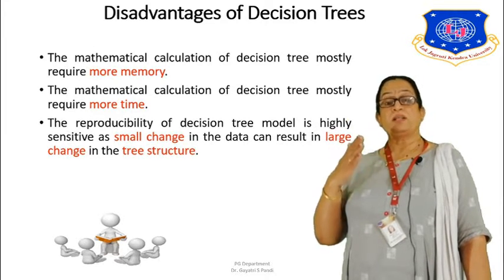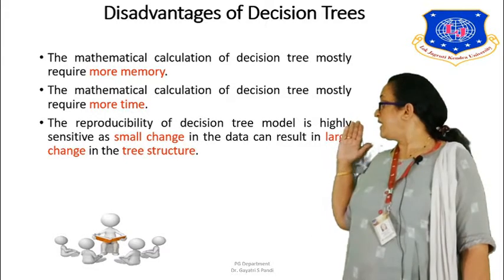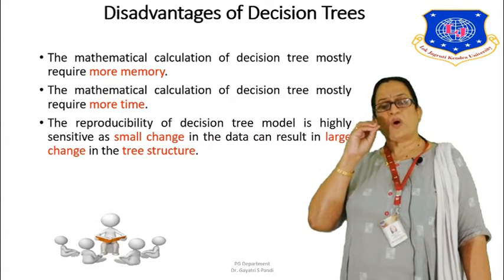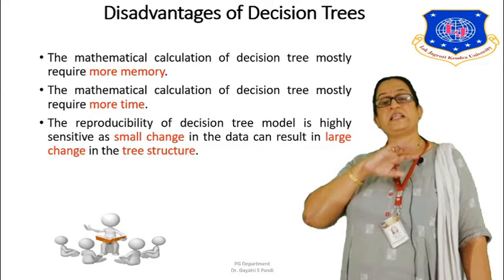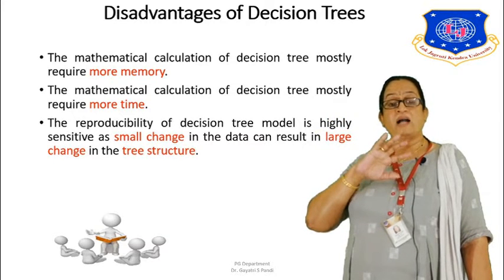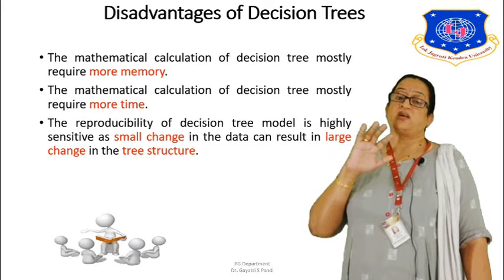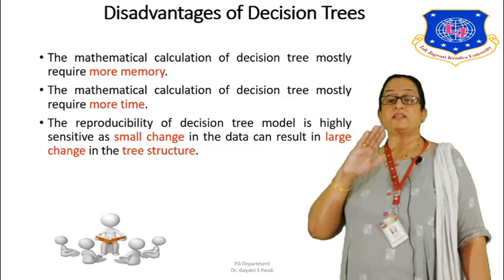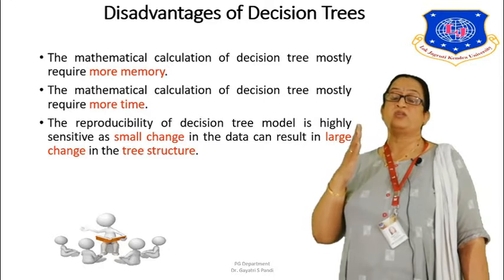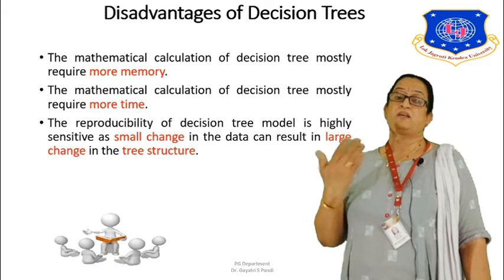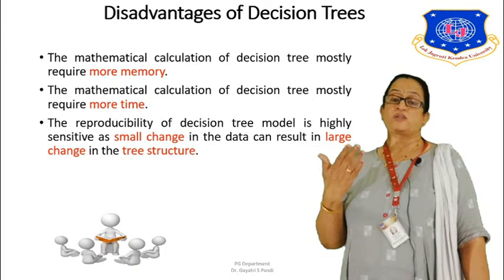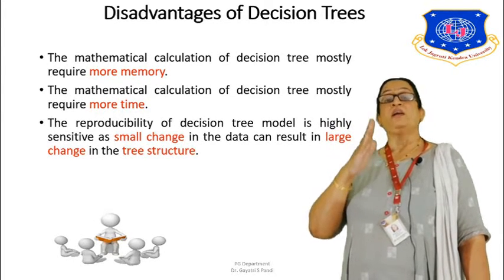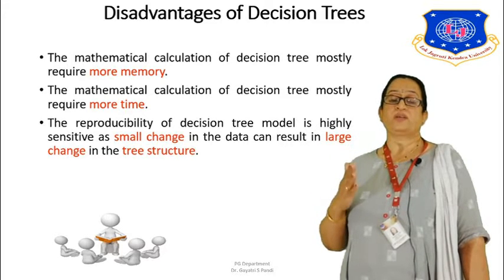The reproducibility of a decision tree model is highly sensitive to small changes. Even the smallest change in the data can cause a large change in the tree structure. Changes at the last moment should be avoided, but in practical situations changes do come, so they need to be accommodated, in which case they will affect a large part of the structure of the tree.